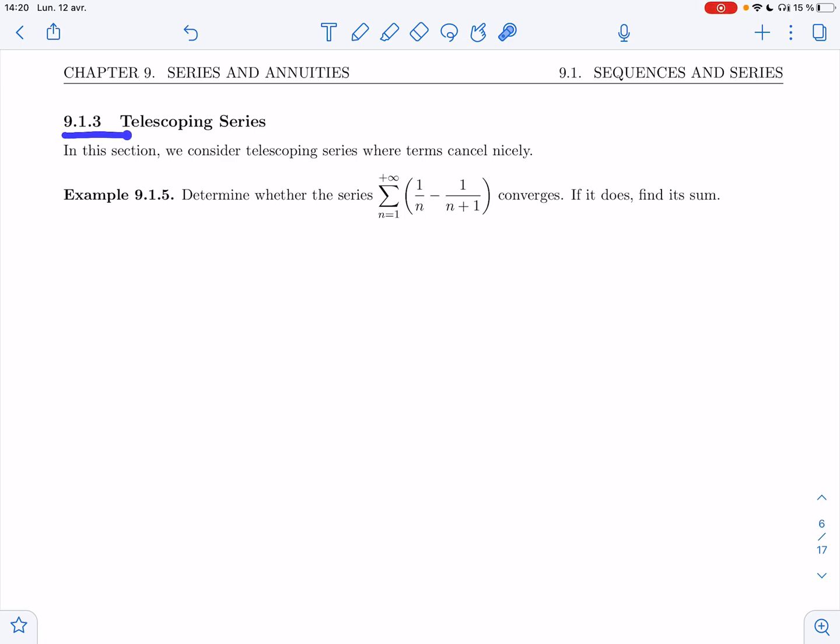Hello everyone and welcome to section 9.1.3. We'll be looking at telescoping series. So in this section we consider telescoping series. These are series where the terms cancel nicely.